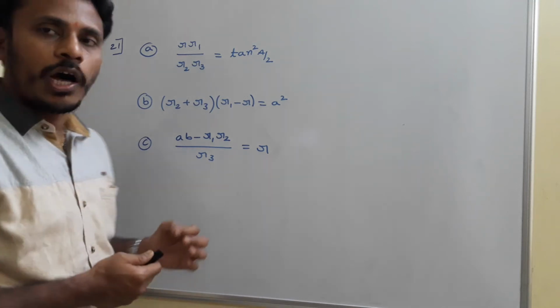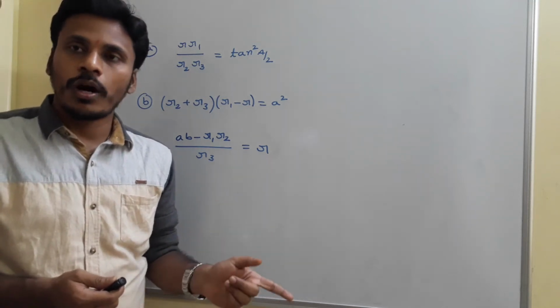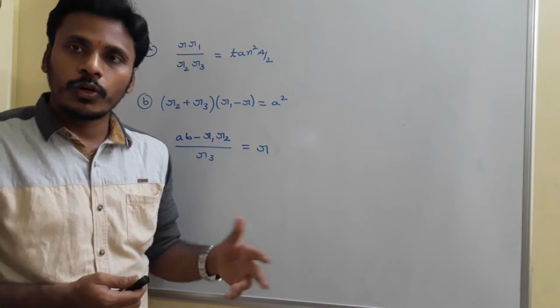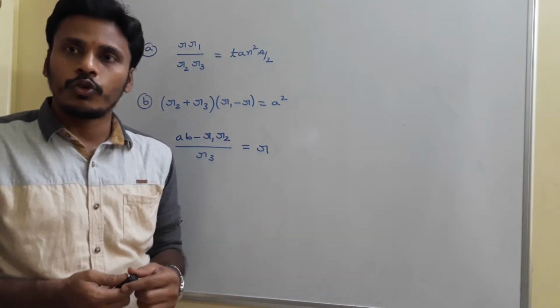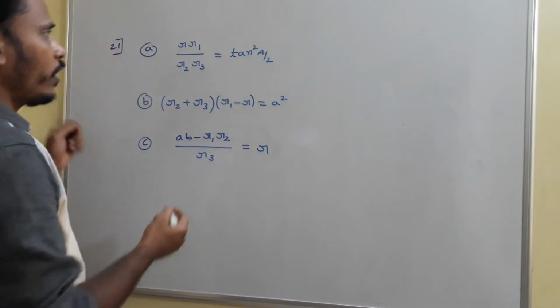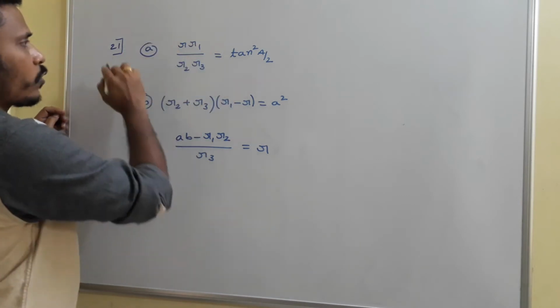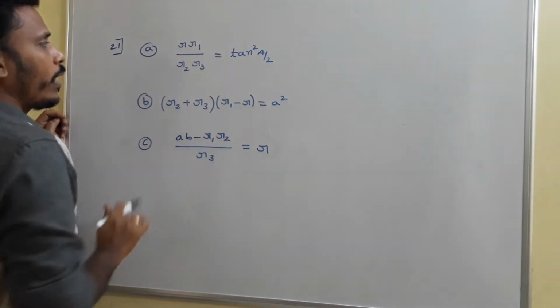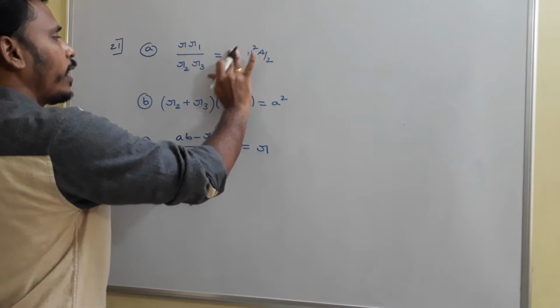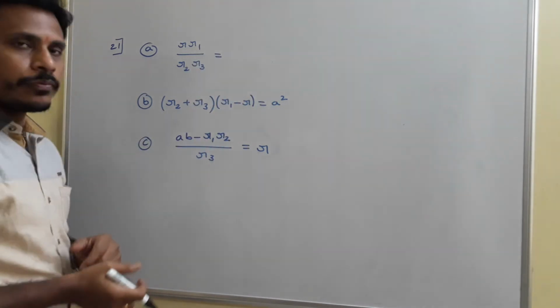Delta is equal to R into S, delta is equal to R1 into S minus A, delta is equal to R2 into S minus B. All those formulas we need to use. So first of all, the first one: A is equal to R1 divided by R2 R3, and we need to show it like tan square A by 2.